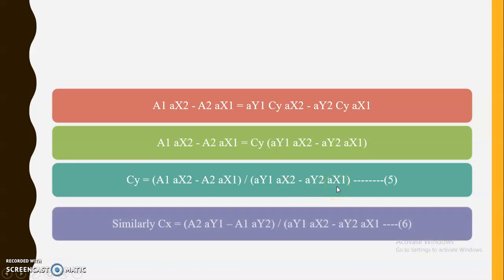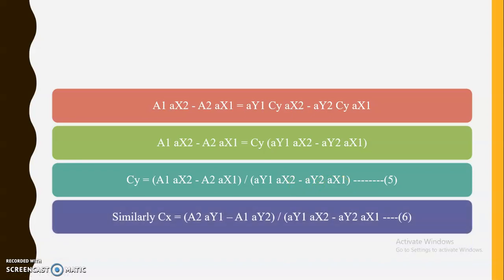Similarly, we can calculate the Cx by using this particular equation. So these are the two equations that are used for calculation of the concentration of that particular drug, X drug as well as the Y drug at the given concentration. So this is about the simultaneous equation method. Practically also we are going to use this particular method.